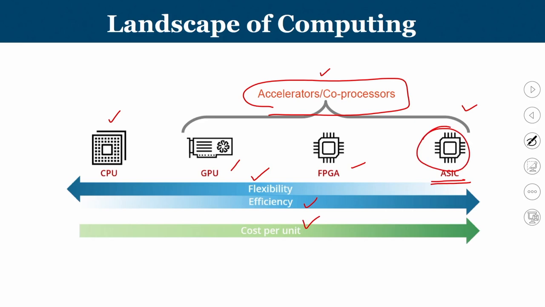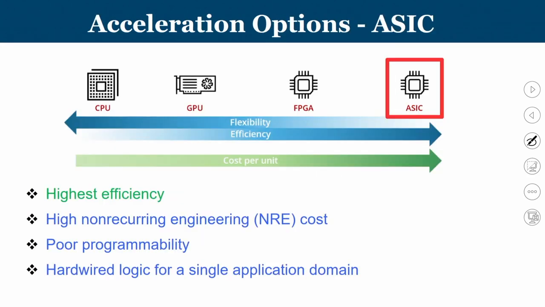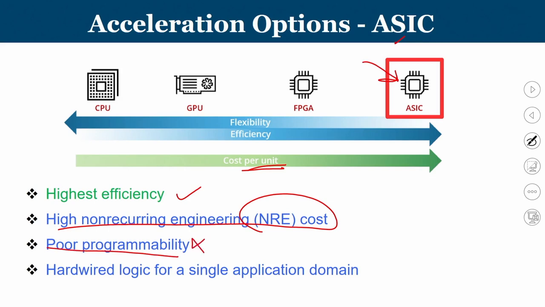Let us try to understand the difference between an ASIC and FPGA and the GPU and then CPU from this landscape that we are going to talk about. When you want your acceleration to be done with the help of an ASIC, it has the highest efficiency, cost per unit is very high, and high non-recurring engineering. I cannot re-engineer, I cannot reprogram it. Once you put something into the ASIC, that is final, and it is only capable of producing the output based upon the input that you have given. So, there is absolutely no programmability. It is a hardware logic for a single application domain. It lacks flexibility, that is one important point.